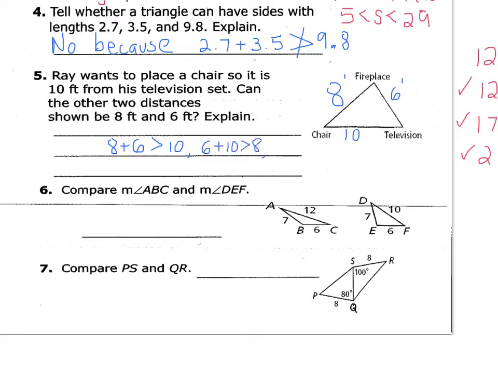Yes. And what's the third combination? 10 plus 8 is greater than 6. 10 plus 8, it's a 3, 4, 5. Is greater than 6. Yes. Okay, so yes, it is possible, right? So you're going to say yes. They all sum to the same, like they're greater. Yes, because the sum of any two sides is greater than the third side of the triangle. I like that.